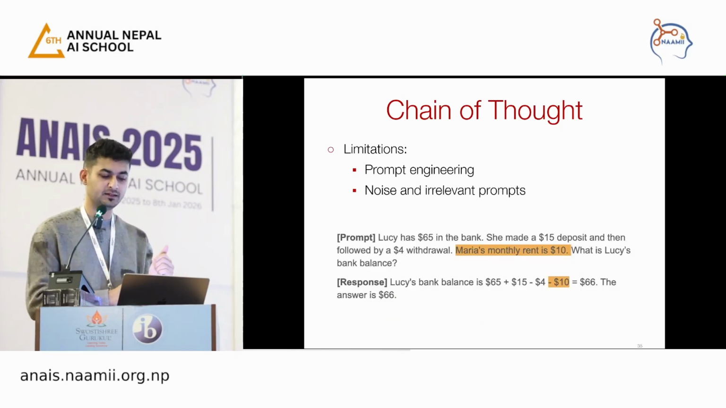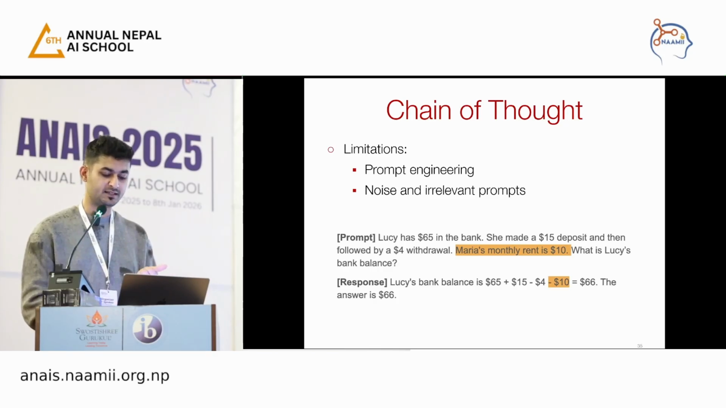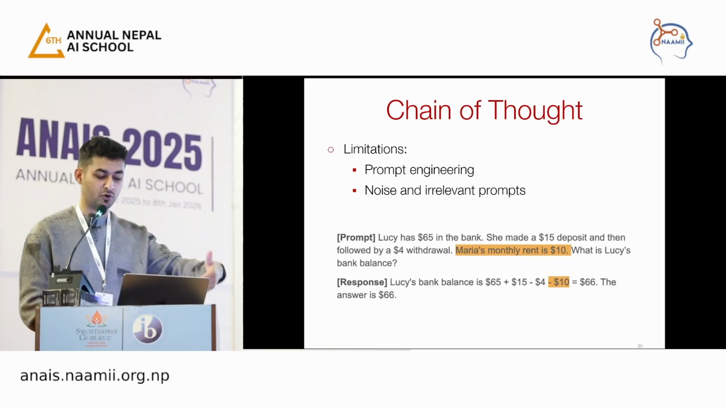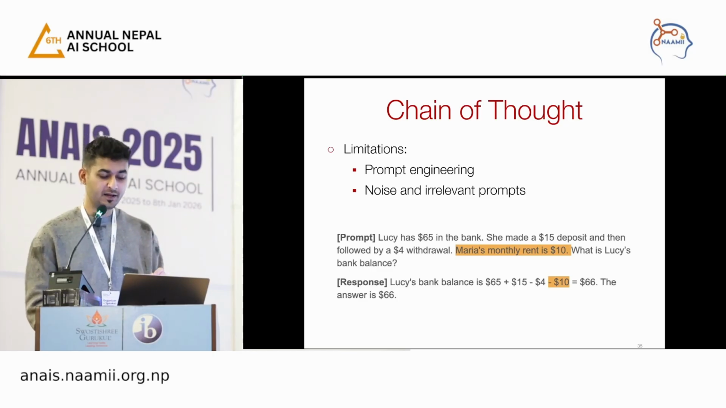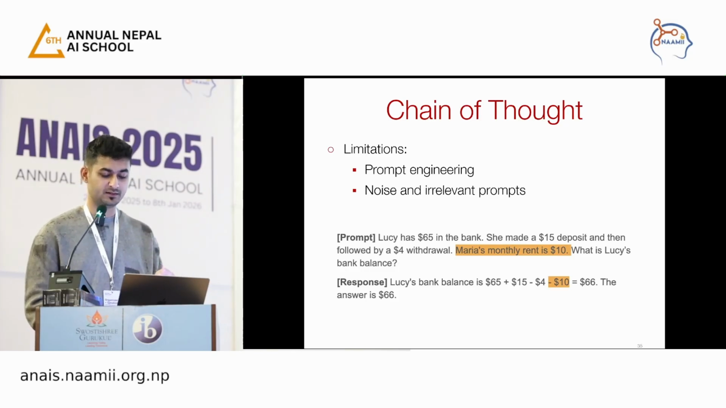Another issue with chain of thought is, let's say a prompt engineer gave me the rationale, and then there was one mistake. In this case, someone has $65 in the bank, there was a $15 deposit and then a $4 withdrawal. What is the bank balance? If this was not there, the answer was correct. But now there's an irrelevant sentence inserted, that someone's monthly rent is something else. The LLM, while giving the answer, also considered this as an expense, because of which the model gave the incorrect answer. So there are these kinds of pitfalls in chain of thought as well.